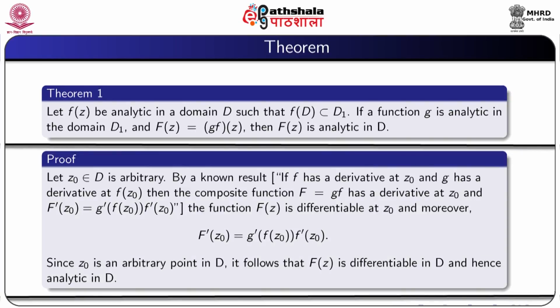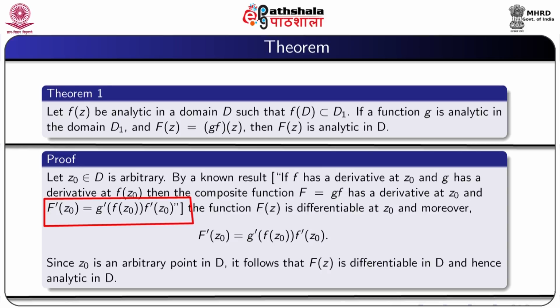So, we give the proof of this result. Let z0 be an arbitrary point of D. Then we know a result, that is, if f has a derivative at z0 and if g has a derivative at f of z0, then the composite function F equal to g of f has a derivative at z0 and F dash z0 is equal to g dash f of z0 into f dash z0.